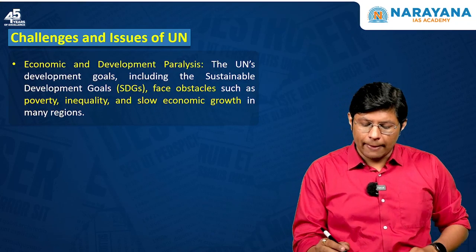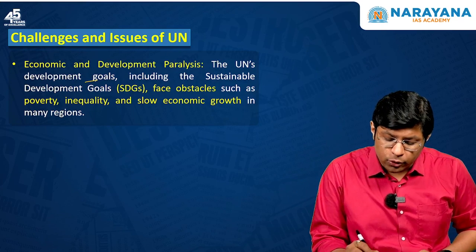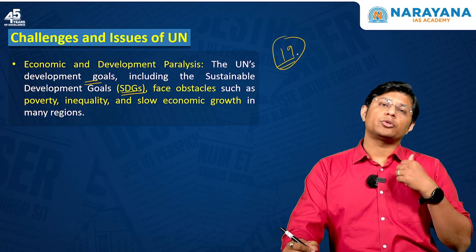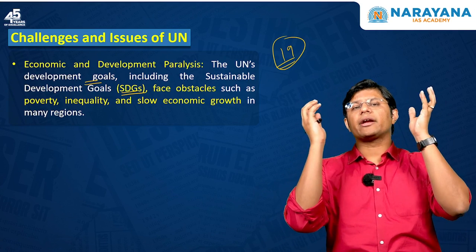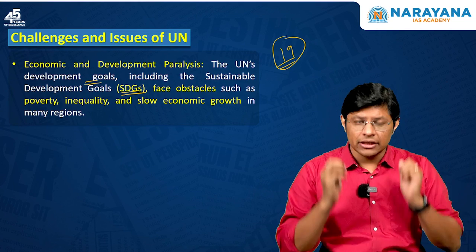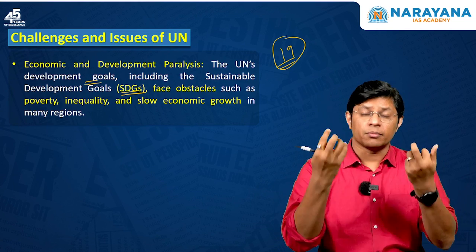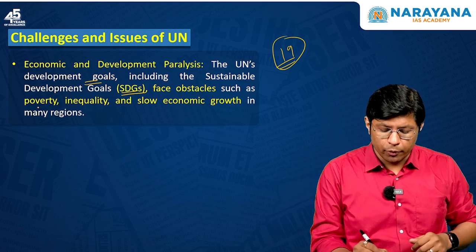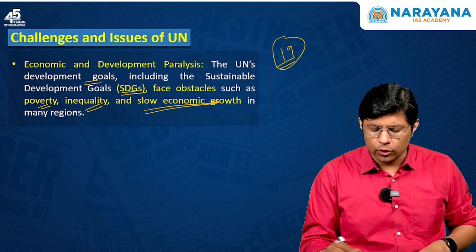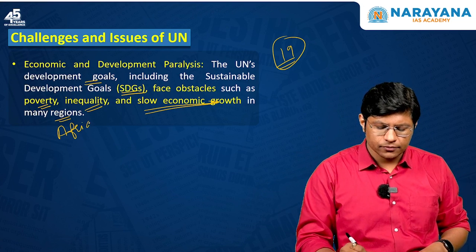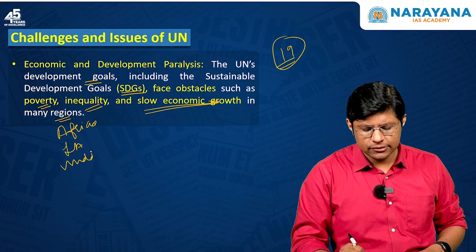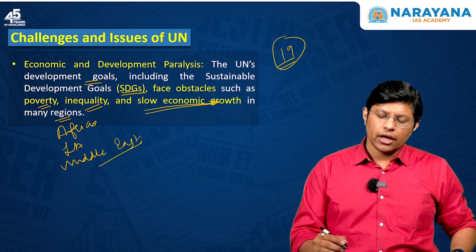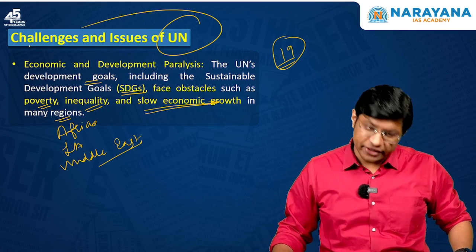Economic and development paralysis. Now, the United Nations development goals, including the sustainable development goals, which are 17 in number, are facing problems. The United Nations, like every government, has a goal of development. Similarly, it has a goal of developing the entire world, but it is facing obstacles. Why? Because of poverty, inequality and slow economic growth in many regions, for example Africa, Latin America, Middle East. These are some of the challenges and issues the United Nations as a world body is facing.